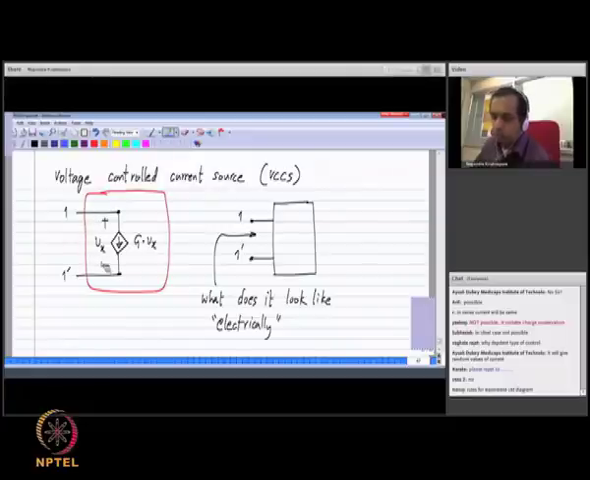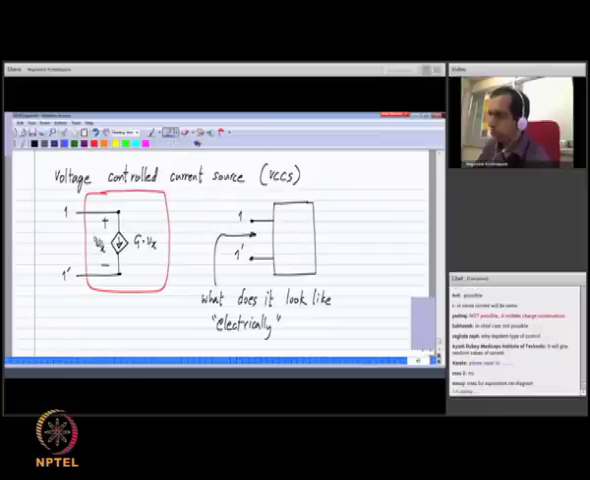So you have to do what I said earlier. You either apply a voltage and measure the current, or apply a current and measure the voltage. So please do that and give me the answer, the relationship between the voltage across these 2 terminals and current through the terminal 1, or in any other way that you see fit. What does this black box look like at terminals 1 and 1 prime? That's the question.